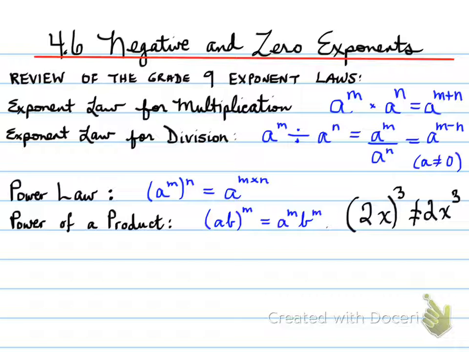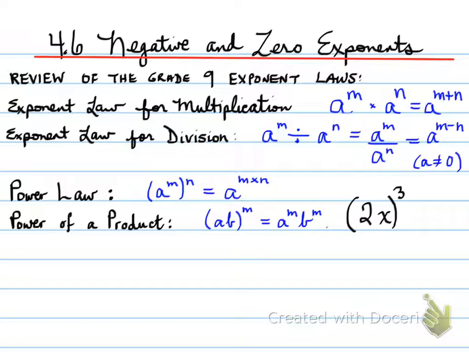That's different. This 3 right here, you'll see, is affected only by the x. So this affects only the x. Whereas this 3 affects what's right before it, which is the bracket. That means everything inside there is affected by it. So definitely that's not true.